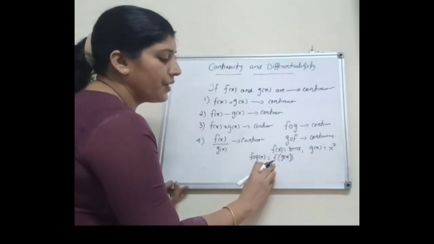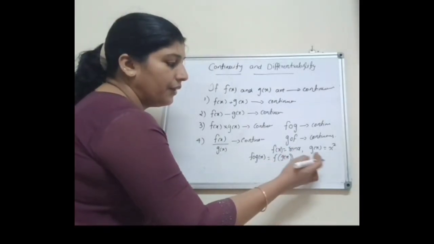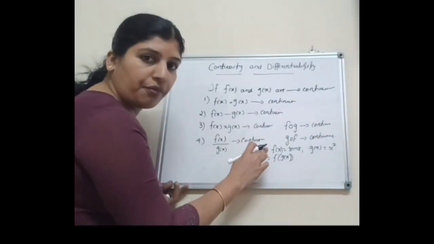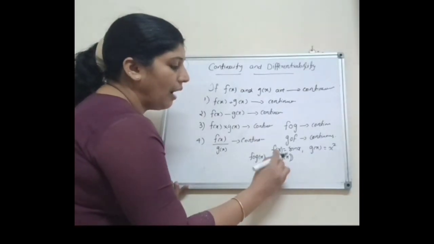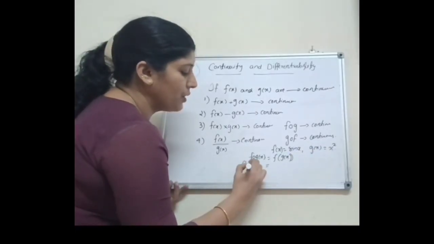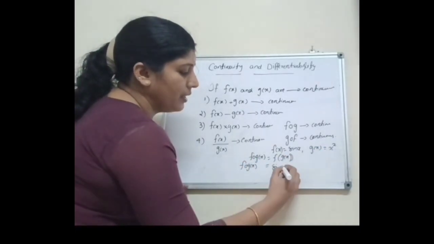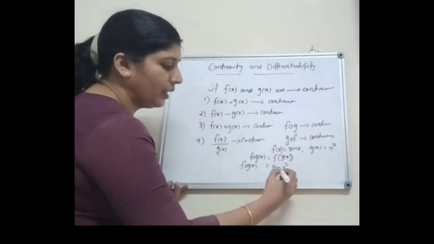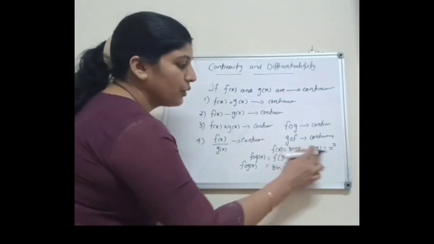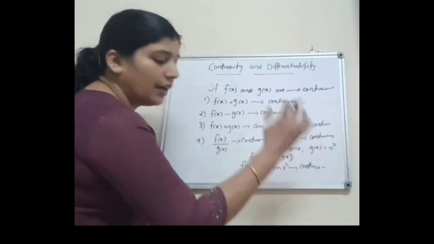Here, the function f of x is defined as sin x. Therefore, we can put g of x inside the function f of x. Here f of x is sin x and g of x is x square. Therefore, f composition g of x is equal to sin of x square. That is sin x square. This is always continuous because it is the composition of two continuous functions. That is, f of g of x is always continuous.